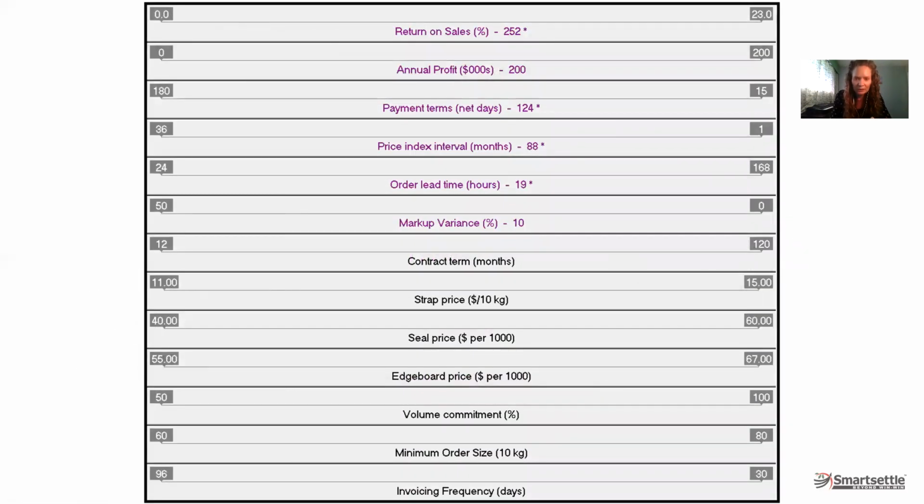So you can see here that we've got those same issues here in purple. Those are the ones that are included in satisfaction, and these issues in black, again, are reflected within those issues. So you can see here that there are numbers associated with each of these purple issues, and those are importance numbers. So at 252 points, return on sales is the most important to supplier. And at 10 points, markup variance is the least important to supplier.